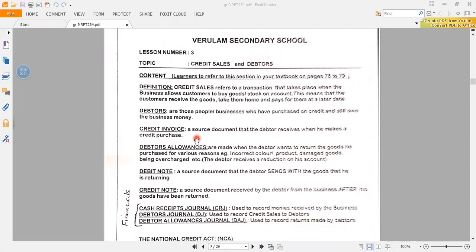For further information to help you understand, you can look at your textbooks on pages 76 to 79.